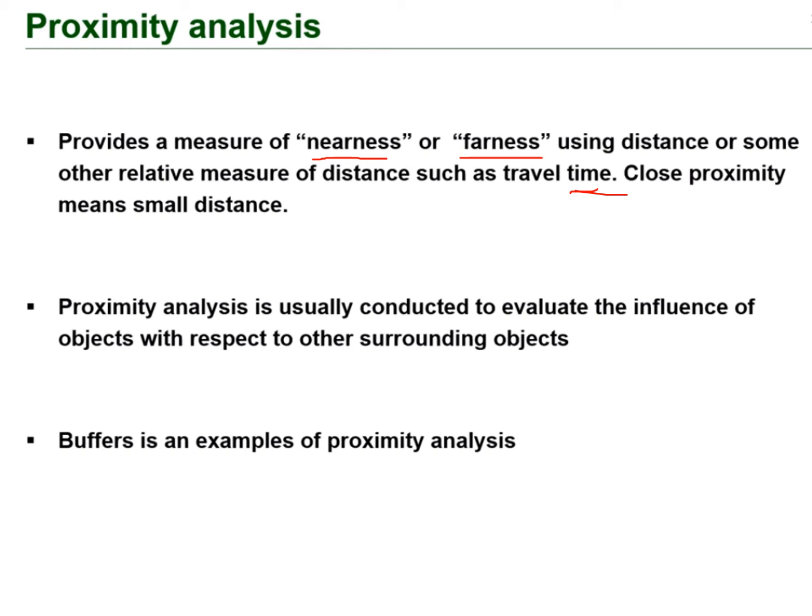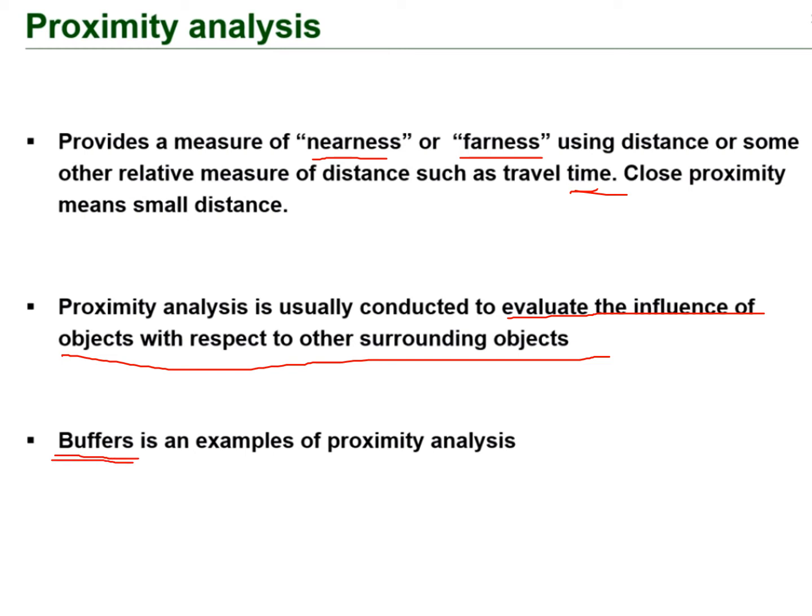So why is the proximity analysis used? To evaluate the influence of an object with respect to the other surrounding objects. We are going to see how it will affect the nearness or farness of any object. Now, how can this proximity analysis be expressed? The form is called the buffer form.